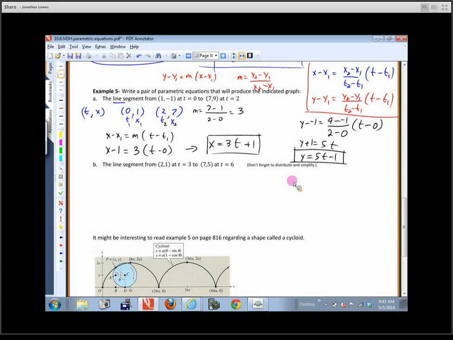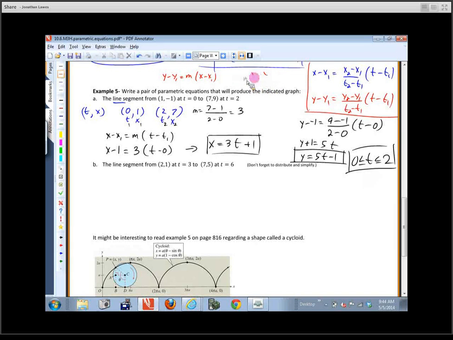Now, if that works, I should be able to plug in a 0, and what should it tell me the y-coordinate is? It should tell me negative 1. If I plug in a 0, I get negative 1, and that works just fine. If I plug in a 2, this better tell me I get a 9. And if I plug in a 2, I do get a 9. So do they work? They do work. There are the 2 equations, and then the t interval goes from 0 to 2, and there are the 3 parts that it takes to parameterize a curve.